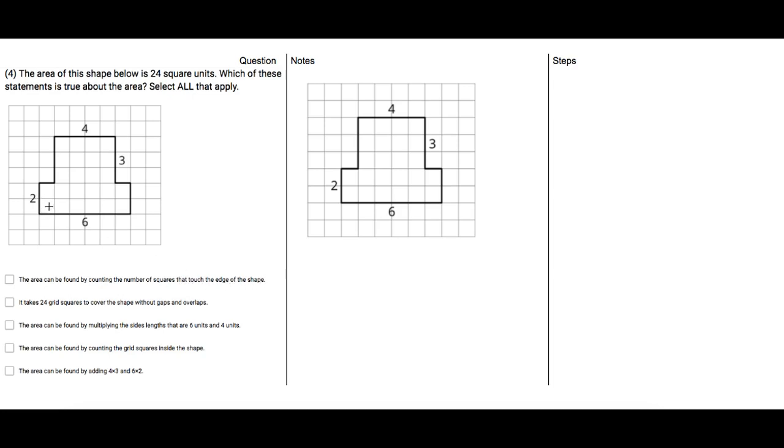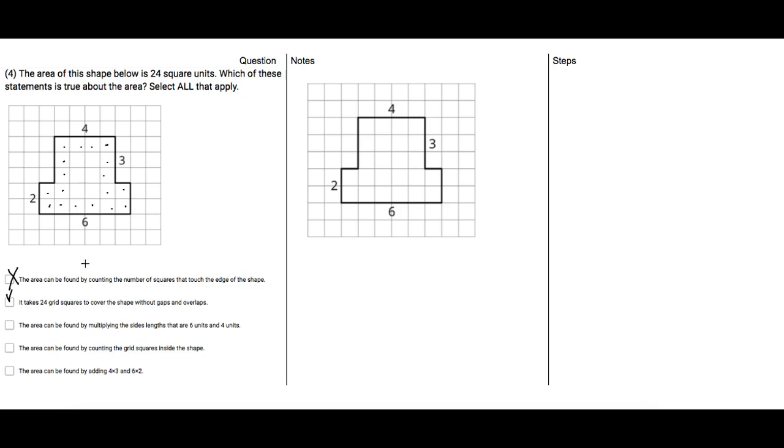So in this one here, if we counted all of the ones that touch the edge, that would give us all of those squares, which would be leaving out 6 of them, and that is included in the area, so we know that that one is not correct. It takes 24 grid squares to cover the shape without gaps or overlaps. That is kind of our definition of area here. So we'll take that one as an answer and say that, yeah, hey, 24 grid squares are going to cover up our area.